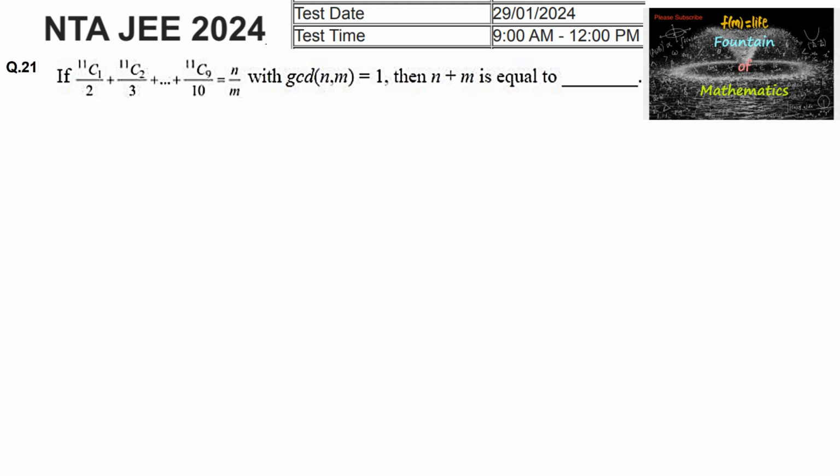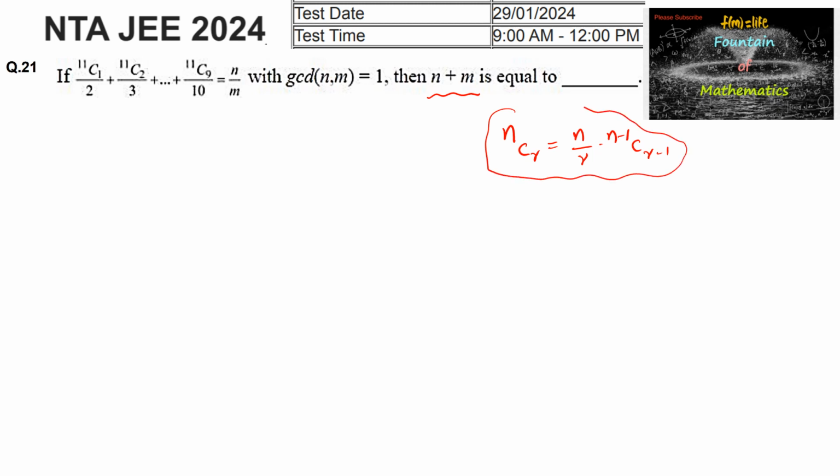So if 11C1/2 + 11C2/3 and so on up to 11C9/10 is equal to n/m, with GCD of n and m being 1, that is, the greatest common divisor of n and m is 1, then find the value of n + m. So here we will try to use the concept nCr = (n/r) × (n−1)C(r−1), which is one of the properties of binomial coefficients.